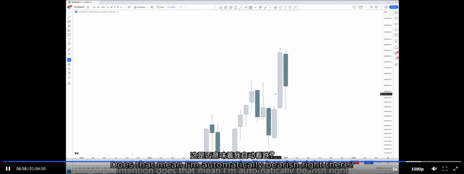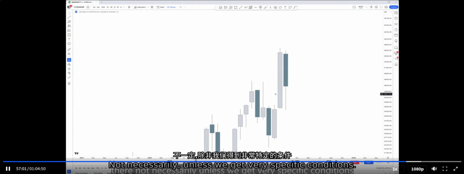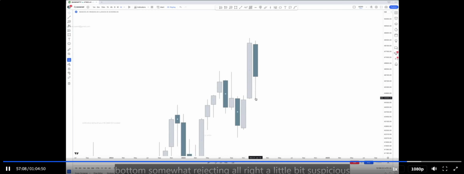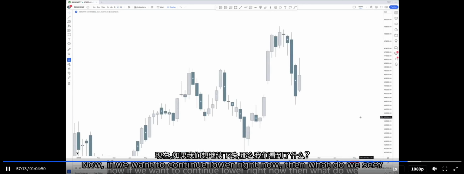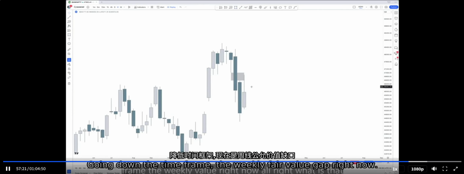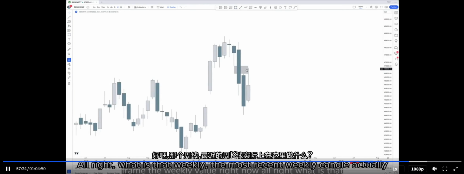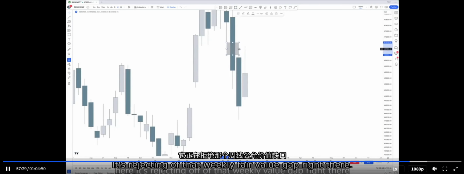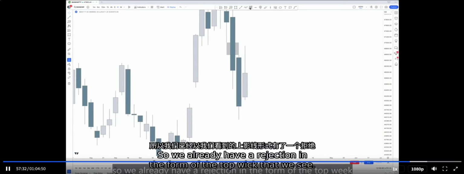Does that mean I'm automatically bearish right there? Not necessarily, unless we get very specific conditions. So right here, we still have this candle at the bottom, somewhat rejecting. All right, a little bit suspicious. Now, if we want to continue lower, then what do we see? We are coming into this fair value gap sitting right there on that weekly fair value gap. Going down the time frame, what is the most recent weekly candle actually doing right here? It's rejecting off of that weekly fair value gap. So we already have a rejection in the form of the top wick that we see.